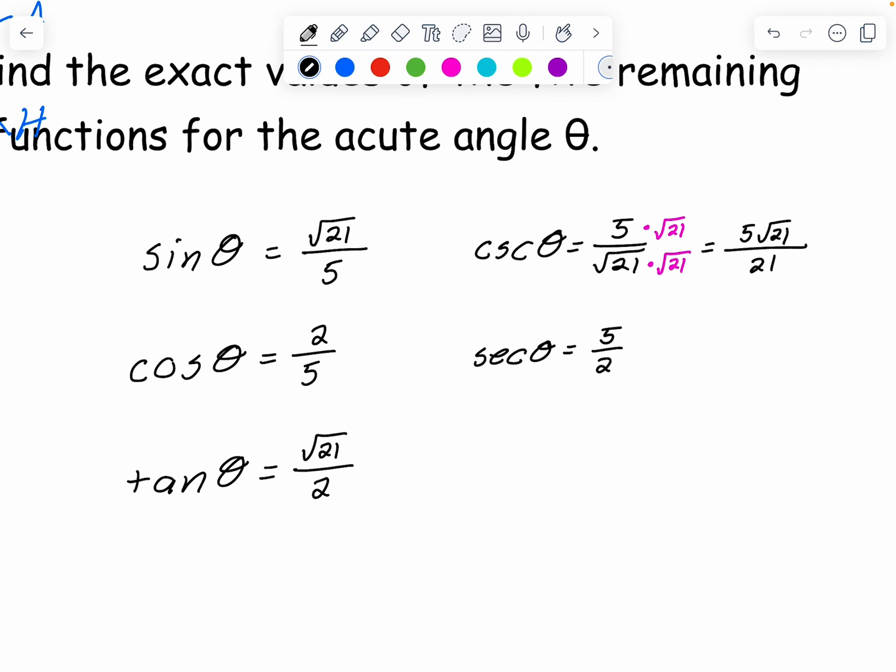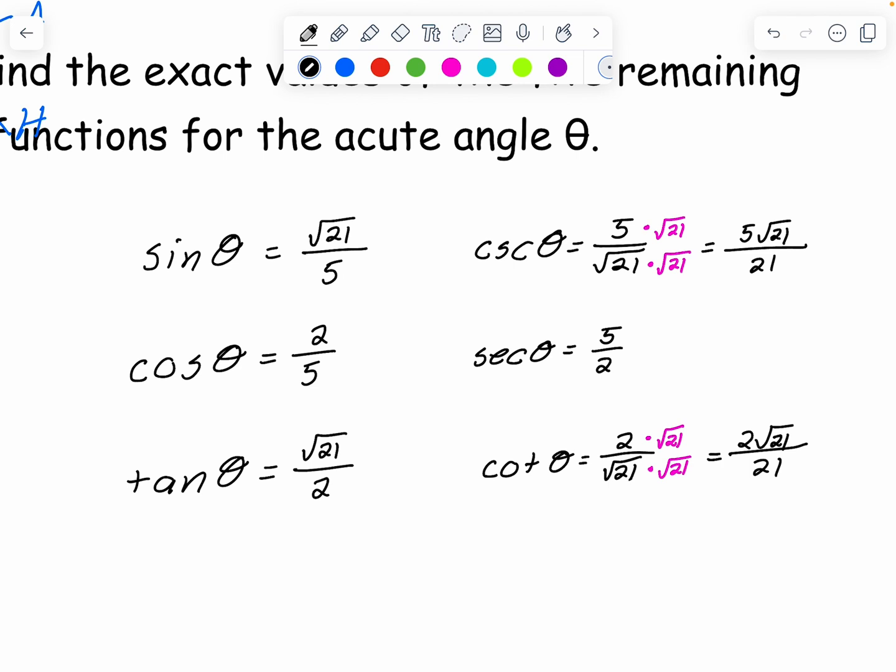No radicals there. Then for tangent, the reciprocal of tangent is cotangent theta. And when we flip that fraction over, we get the 2 on top, square root of 21 on the bottom. And so again, we can't leave a radical in the denominator of a fraction, so we multiply by that radical we want to get rid of. And so then this gives us 2 square root of 21 over 21.